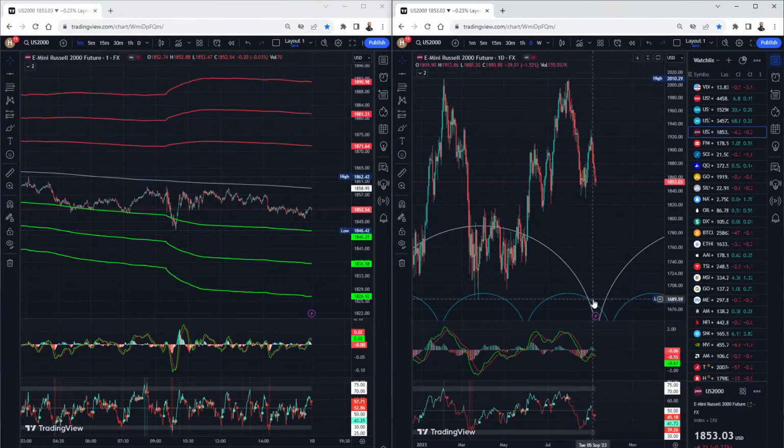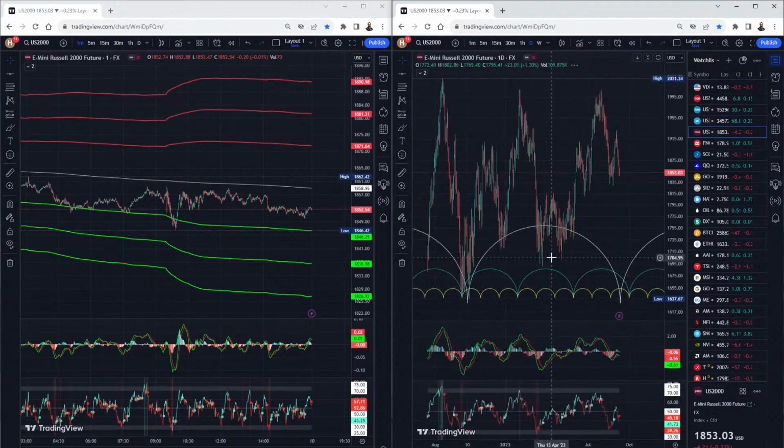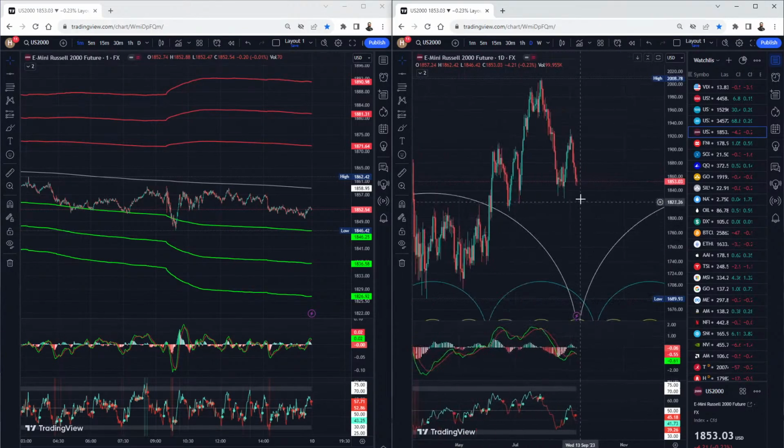Also, you can see on Russell, based on cycle analysis, which I did before, a low is coming due here right now. It's possible we could come a little bit more lower, and then with CPI data, we're going to get a bounce. All right. So just be mindful of that.